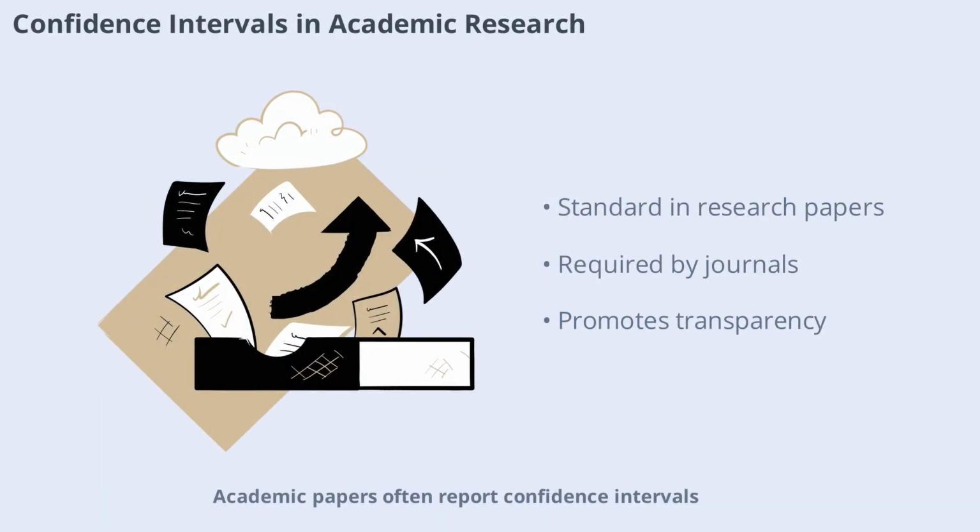Academic papers often report confidence intervals to show the reliability of their findings. Journals may require authors to include them, especially in fields like medicine, psychology, and economics. This practice promotes transparency and helps readers judge the strength of the evidence. Confidence intervals are a standard part of scientific communication.